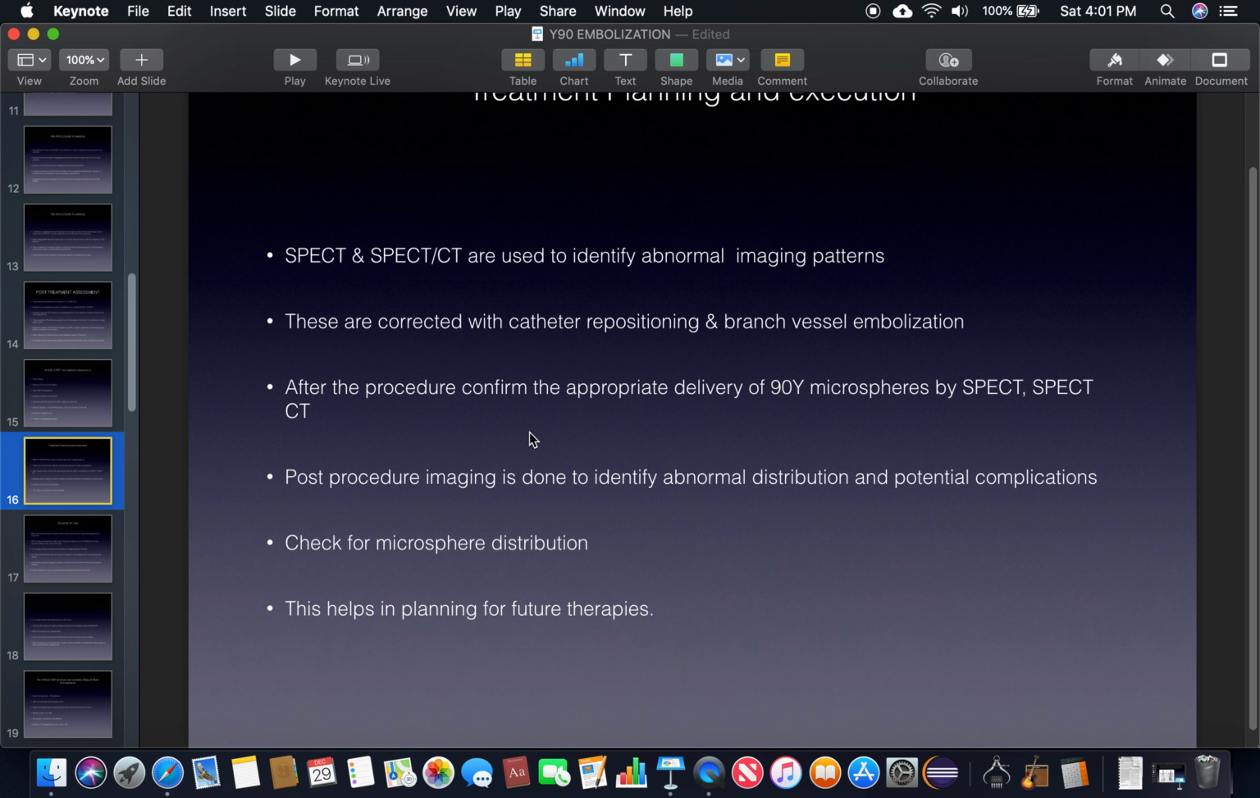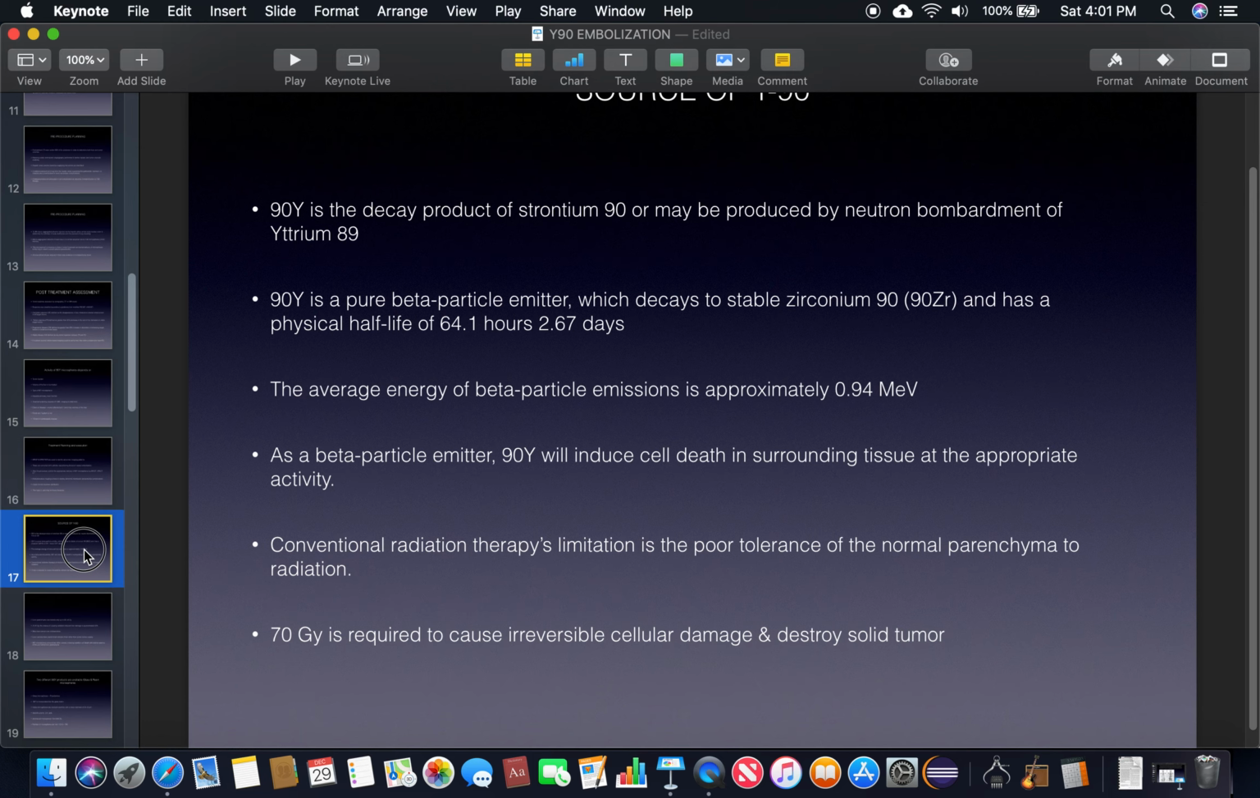And after the procedure, we confirm the appropriate delivery of 90Y microspheres by SPECT and SPECT CT. And again, this is to identify any abnormal distribution and potential complications. And this will also be helpful in any future therapies.